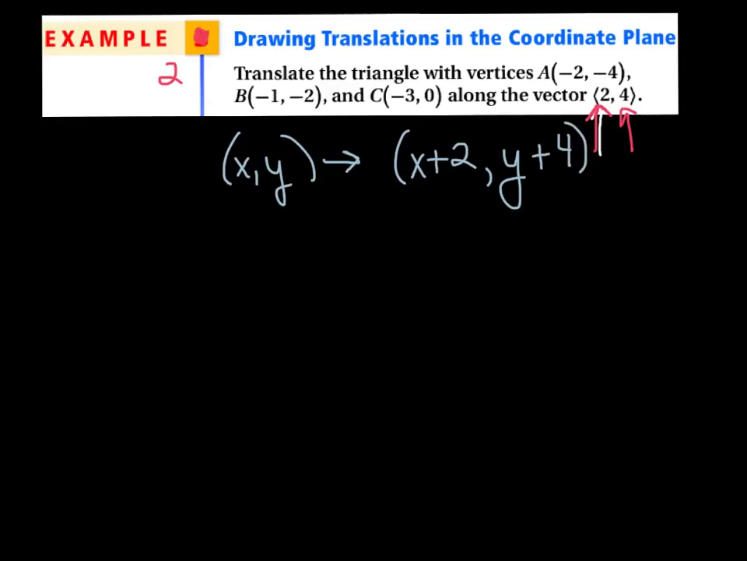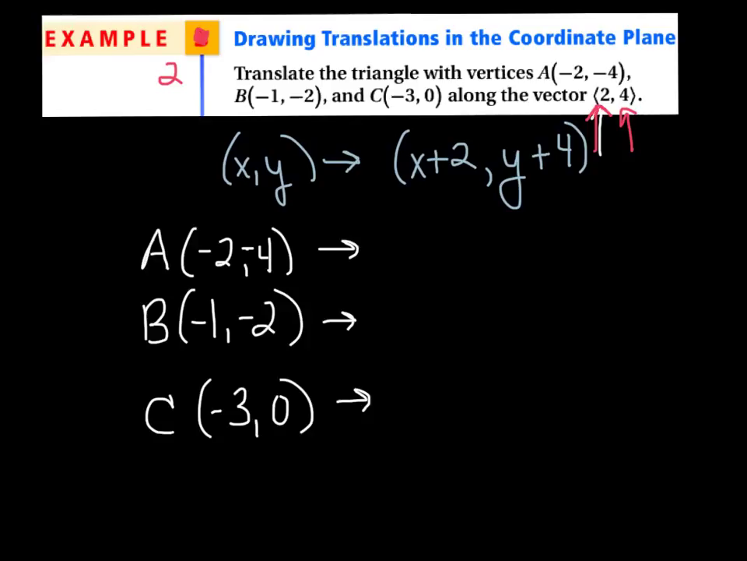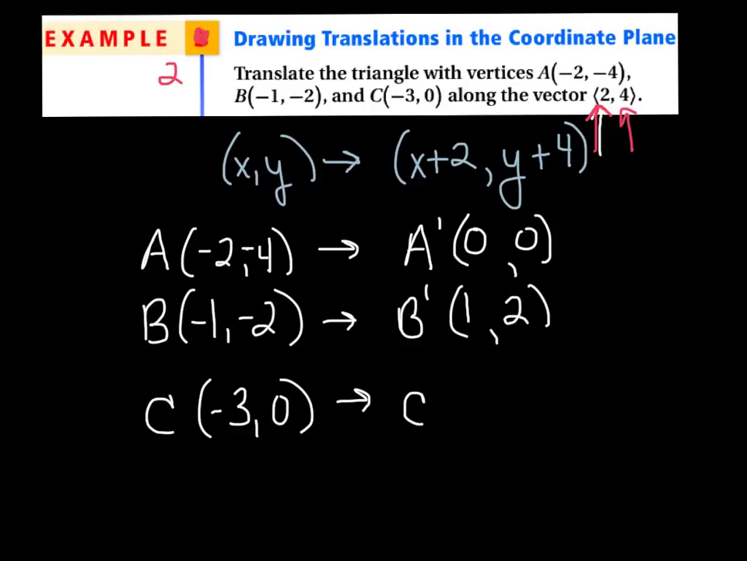So we're going to take each of our ordered pairs, and we're going to add 2 to the x and 4 to the y. So A prime would become (0, 0). B prime would be (1, 2). And C prime would be (-1, 4).